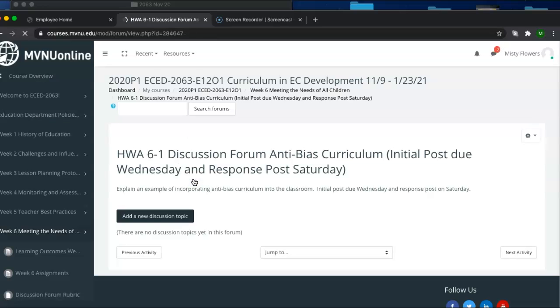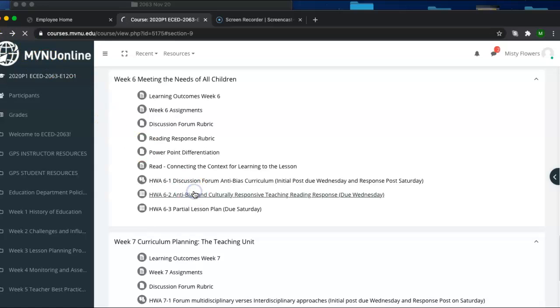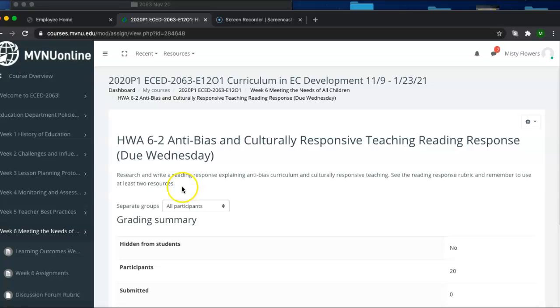Your discussion forum is explain an example of incorporating anti-bias curriculum into the classroom. Your initial post is due Wednesday, and your response to another peer is due on Saturday. Your reading response is to research and write a reading response explaining anti-bias curriculum and culturally responsive teaching. And it tells you to look at the rubric and remember to use 2 sources.